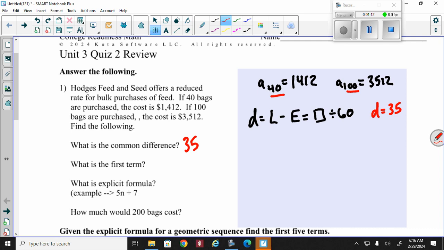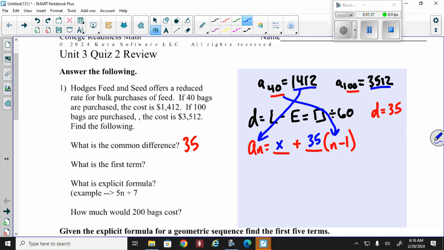Okay. Now the next thing is I got to find the first term. So this is an arithmetic sequence. So that means I have to use A of n is equal to something plus something times n minus 1. I already know that this is 35. I just found it. That's my common difference. But I don't know what that is. So I have to decide, do I want to deal with 1,412 or 3,512? Well, I always like using smaller numbers. Small numbers is always better, in my opinion.